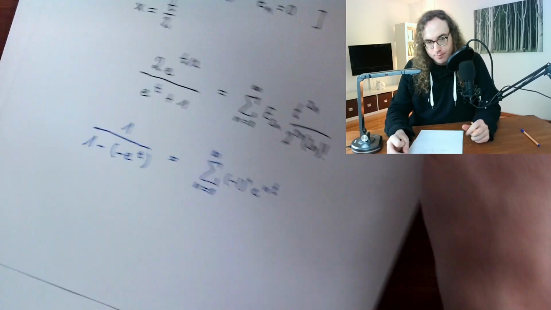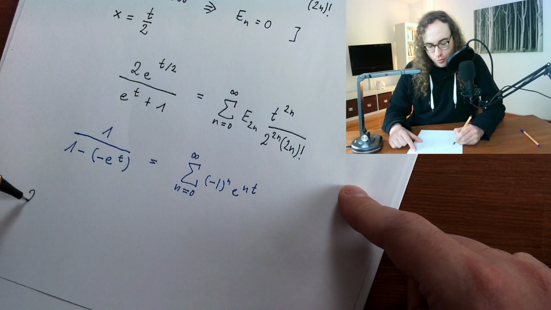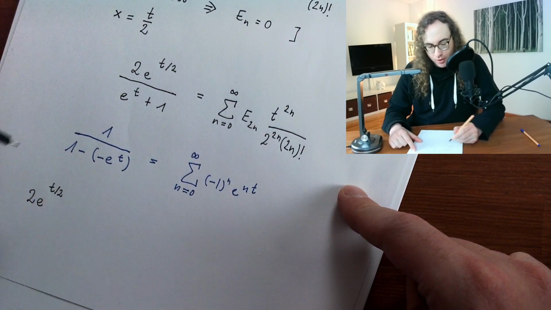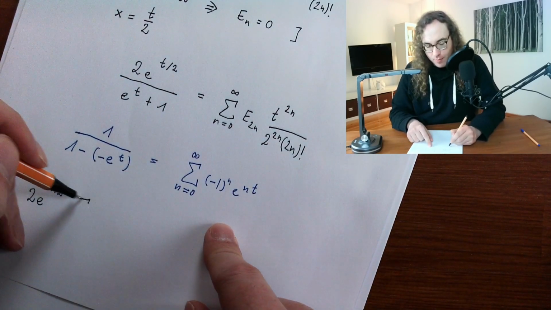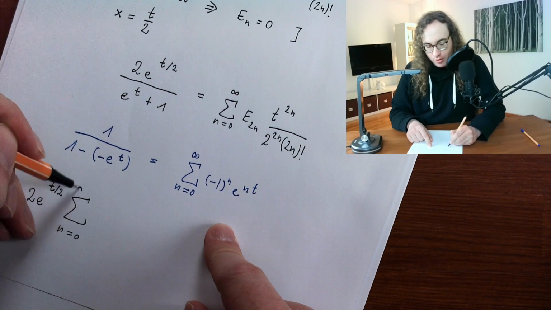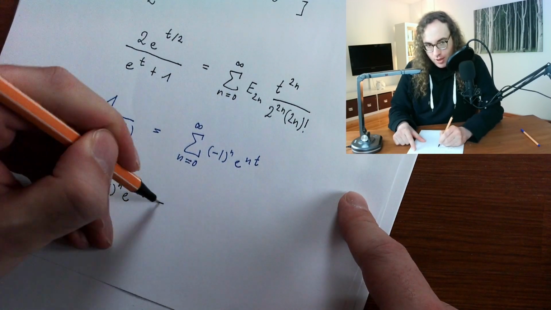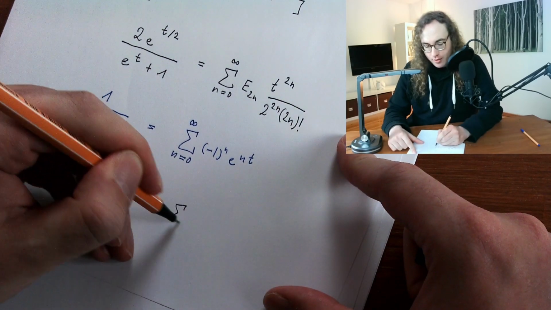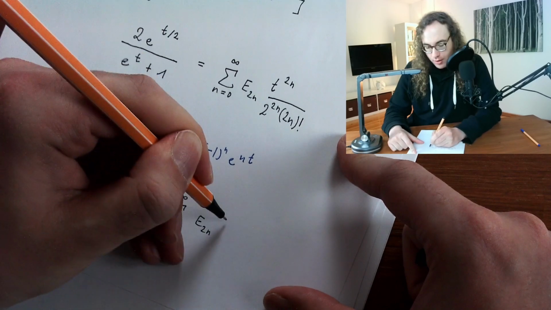So I'll just copy first the numerator. So I get 2e to the t divided by 2. And now the denominator I write in terms of this formula. So times the sum from 0 to infinity of (-1)^n e^(nt), and this equals the other side. I'll copy it even though I'm not planning to do any modifications on the right hand side.